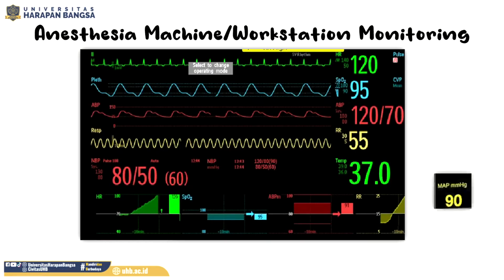And the last one is MAP, that is mean arterial pressure. So you can report it to the doctor like this. His MAP is 90 millimeters of mercury.